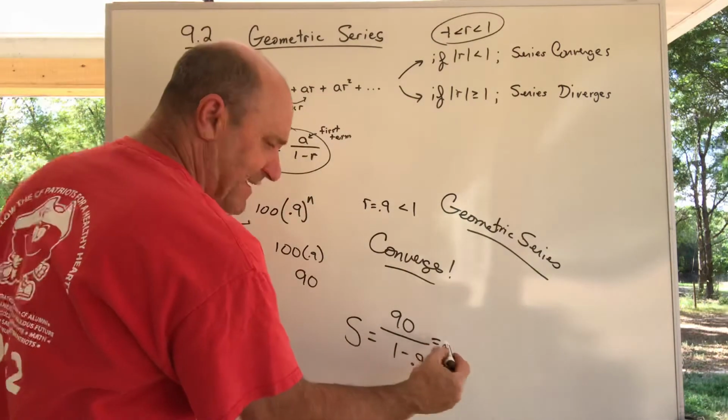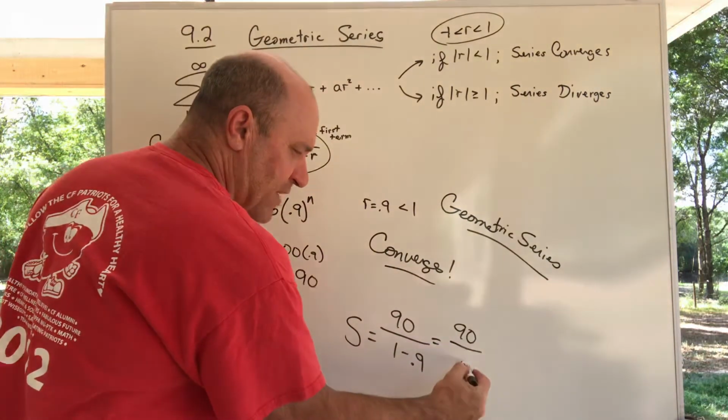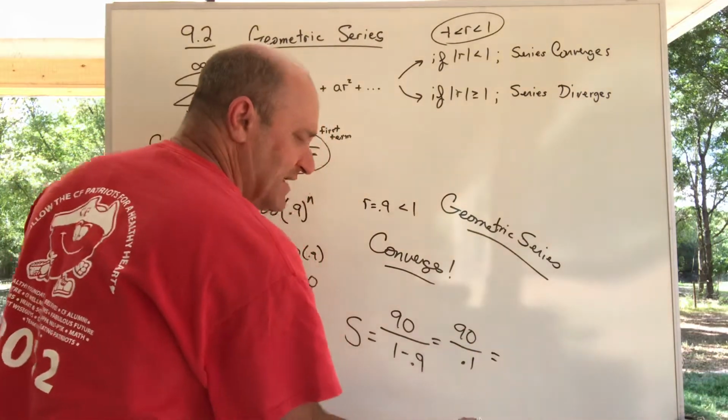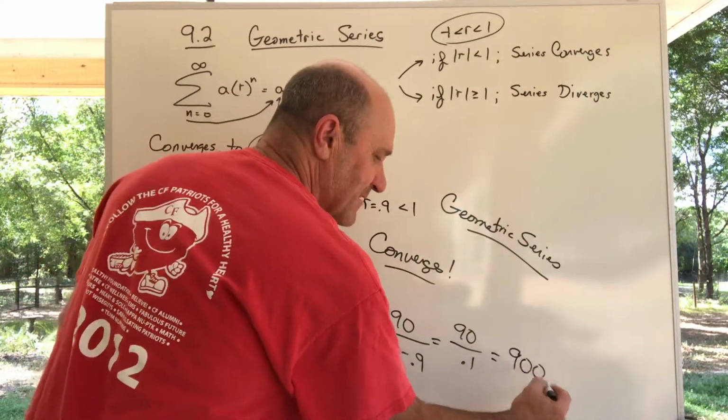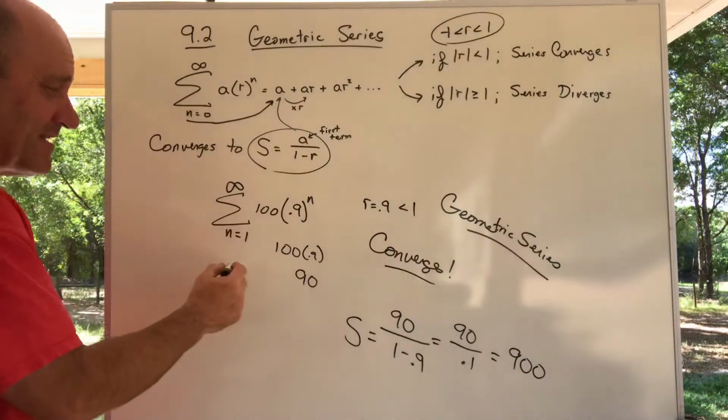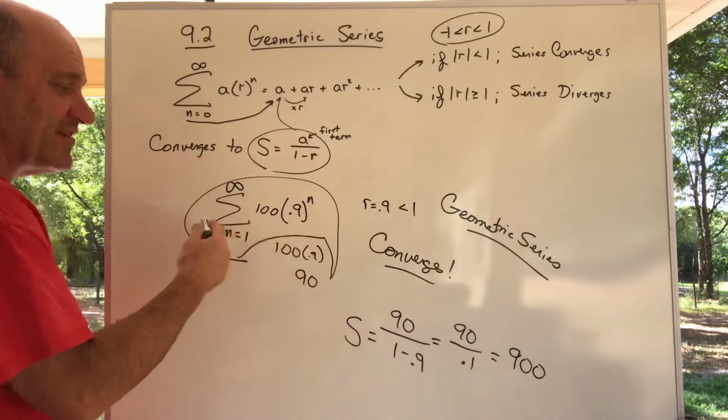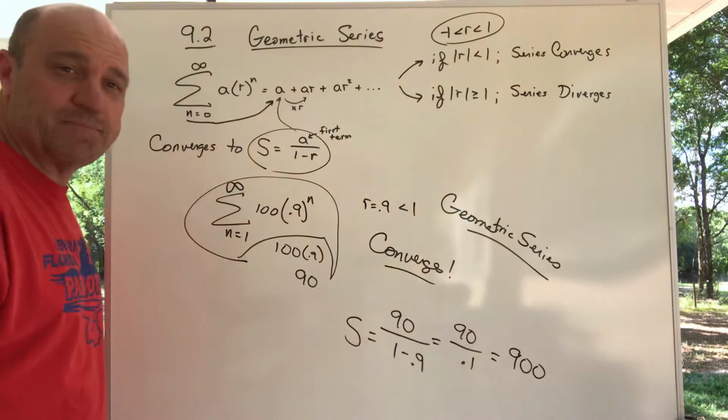Okay, what is that? 90 over 0.1, and that happens to be 900. This series, this infinite series, here it is, this infinite series adds up to 900.